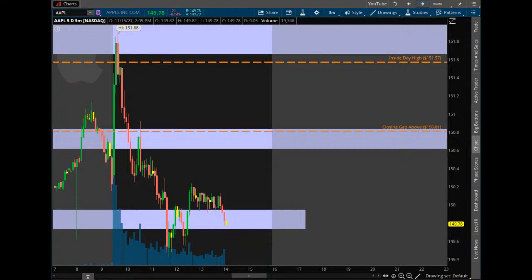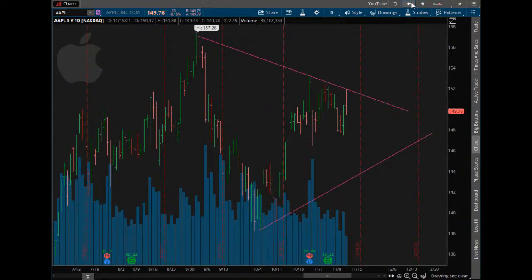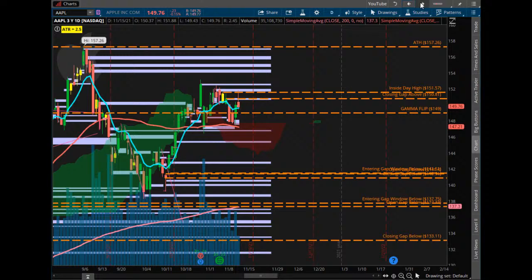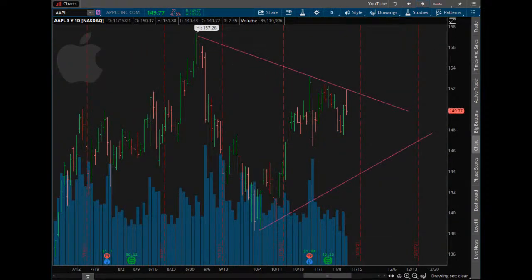Very cool. Amazing rejection of that level on the daily chart. Let's keep this one up here for now. And let me make sure everything's coming up okay. Yep, still showing up. Good. Let's take a look at AMD. I'm just going to go alphabetically through a couple names right here.